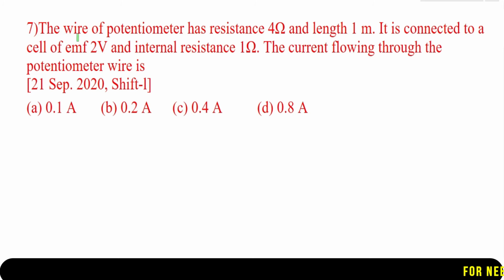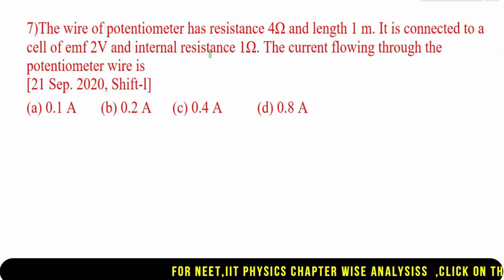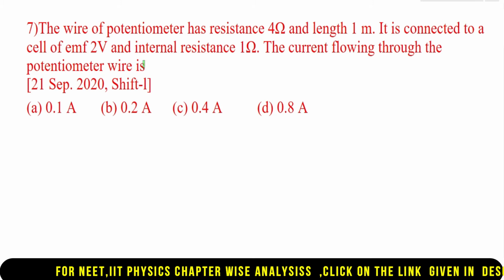Our next sum is: the wire of a potentiometer has a resistance of 4 ohm and length is 1 meter. It is connected to a cell of EMF 2 volts and the internal resistance is 1 ohm. The current flowing through the potentiometer wire is.